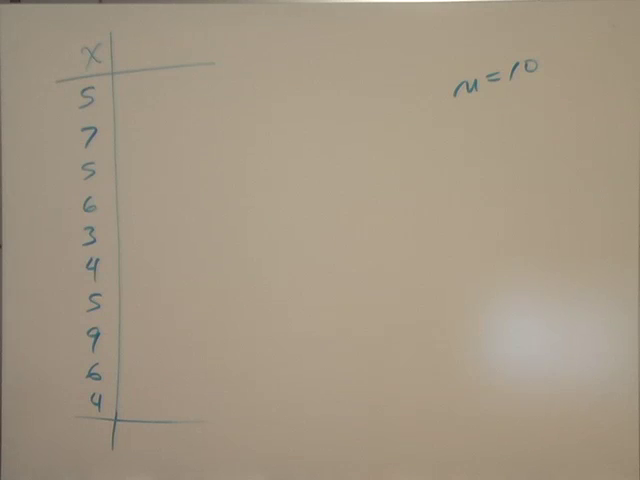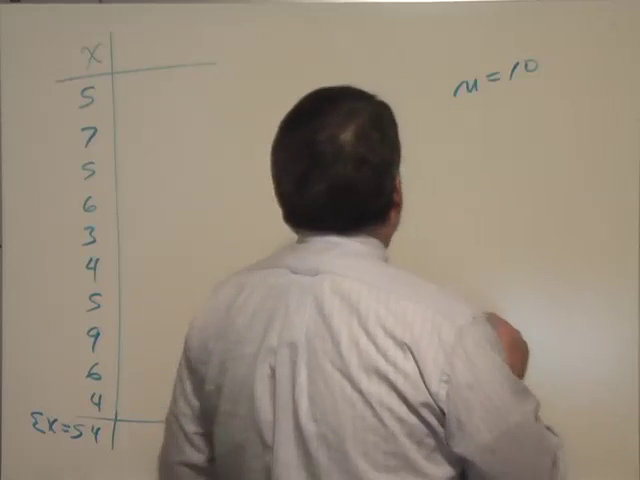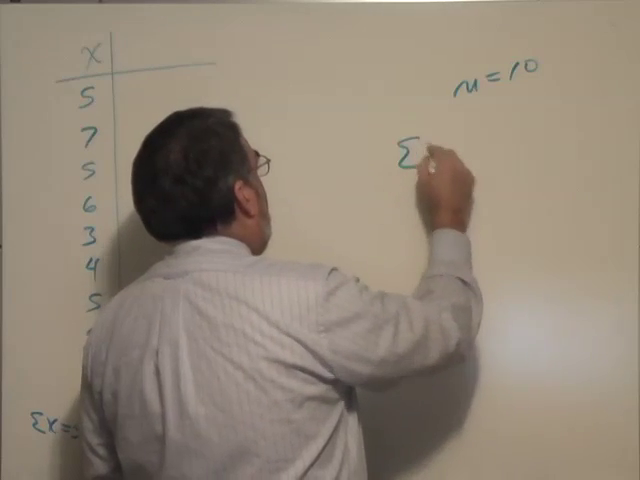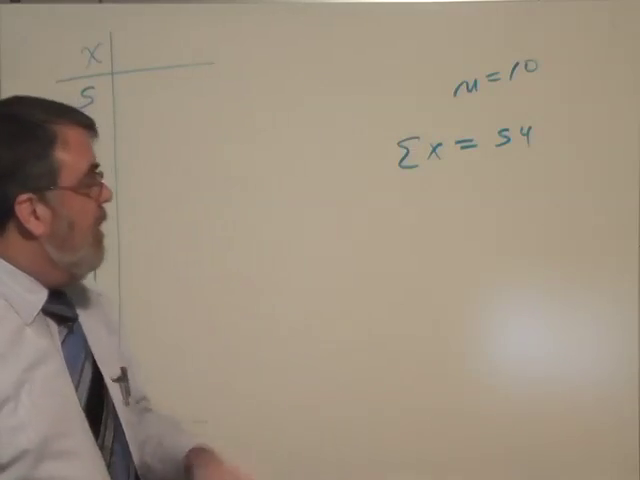So let's add them up. I have 5, 12, 17, 20, 30, 35, 45, 54. So it comes out to be 54. And I'm going to call this sigma x. So I'm going to write that a little bit larger. Sigma x is 54.